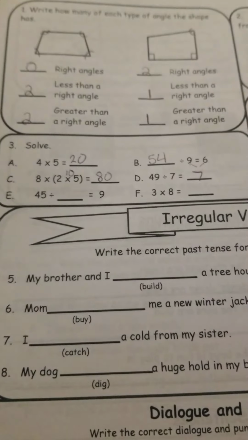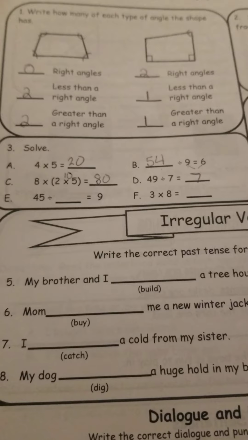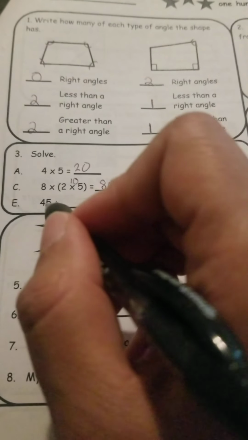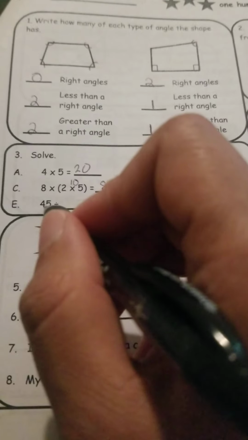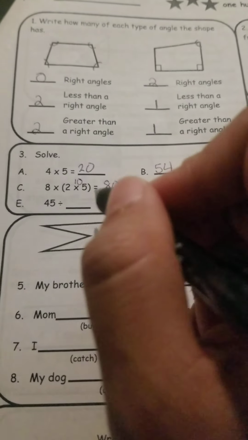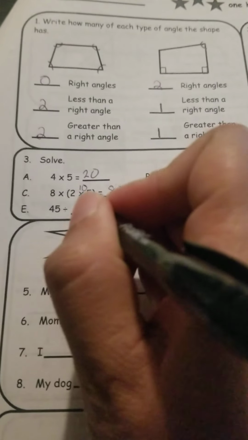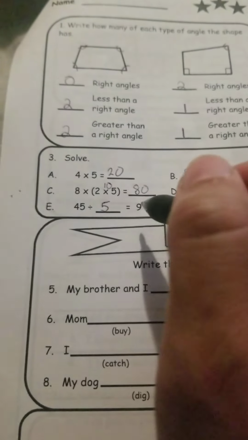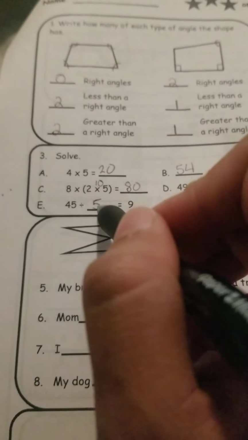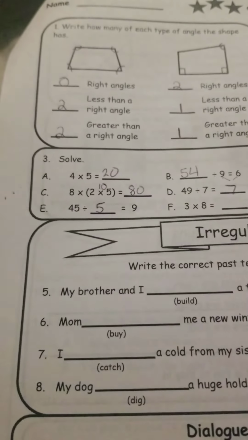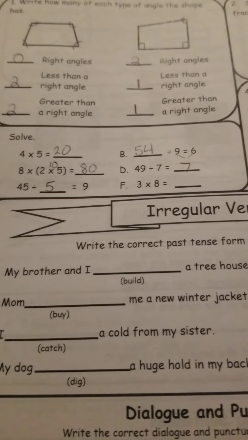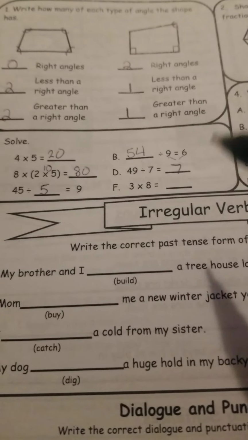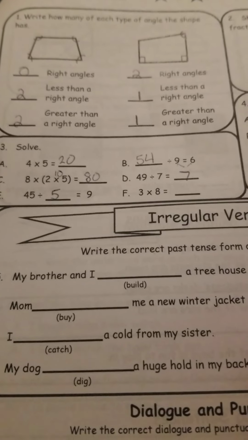45 divided by something equals 9. So you can do the same thing. You can divide 45 by 9 and you'll get 5. If you're not sure what it is, remember the old way, make 45 circles and then make groups of 9, put 9 in each group, and you should get 5 total groups, and that's going to be your answer. 3 times 8. Okay, 3 times 8 is 24.